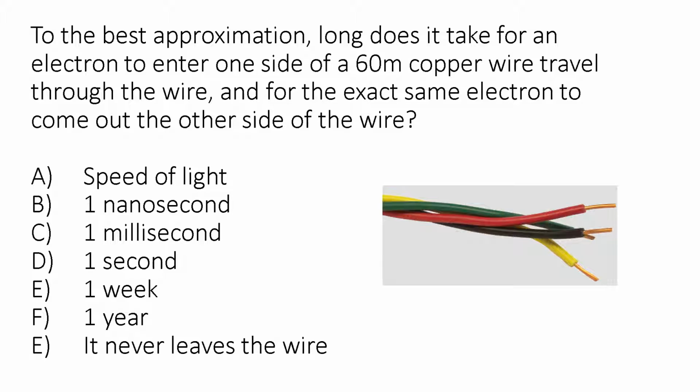So to get back to our question again, we're going to look at, in the best approximation, how long it takes for an electron to enter one side of the 60-meter copper wire. If you had said the speed of light, that's the only incorrect answer that we have. If it takes 1 nanosecond, that's extremely fast. That means, one, that you don't have much resistance, and there's a lot of charge carriers, a lot of electrons for it to move with.